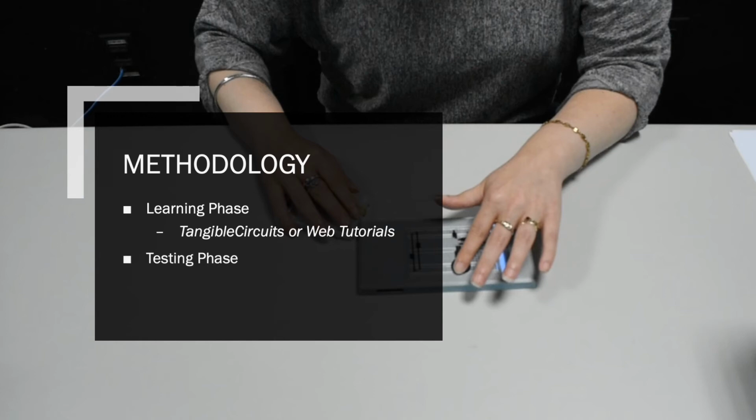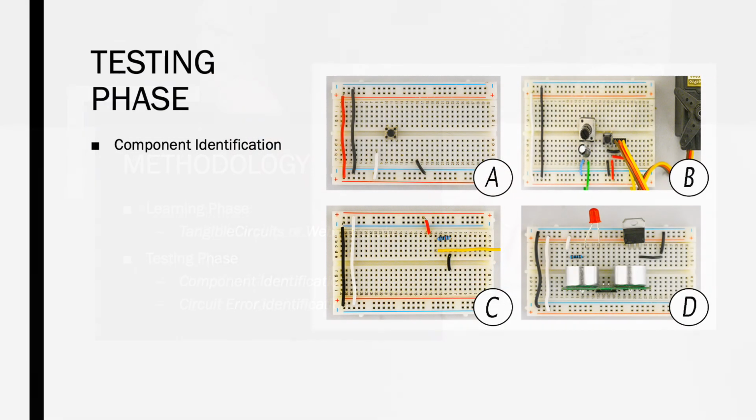The testing session followed the learning session immediately, in which participants were asked to complete 2 tasks, a component identification task and an error identification task. During component identification, we presented participants with a bucket of 17 common electronic components such as resistors, LEDs, and others. The bucket contained only one example of each kind of component. We then asked participants to use their stage apparatus, either web tutorials or Tangible Circuits, as a guide for identifying components used in the construction of the tutorial circuit.